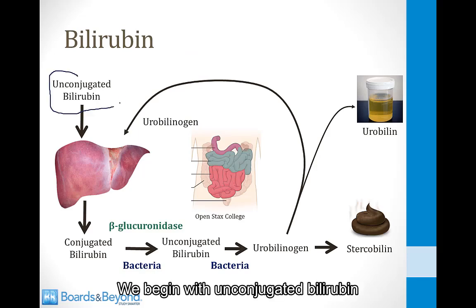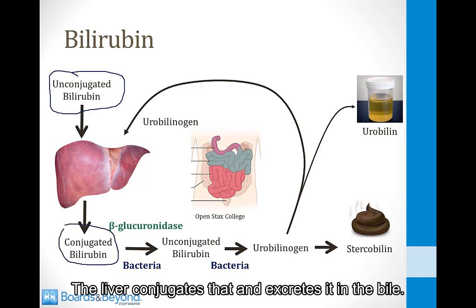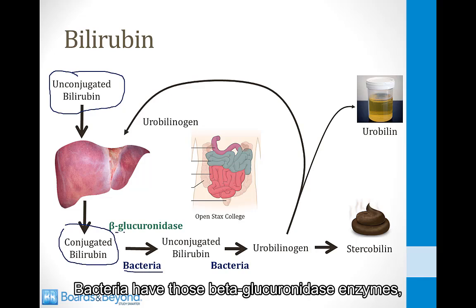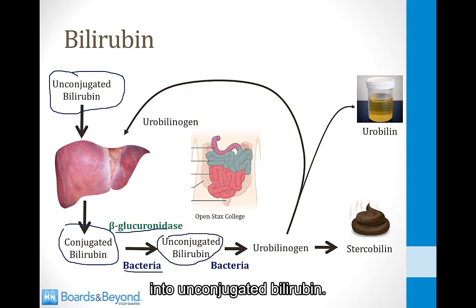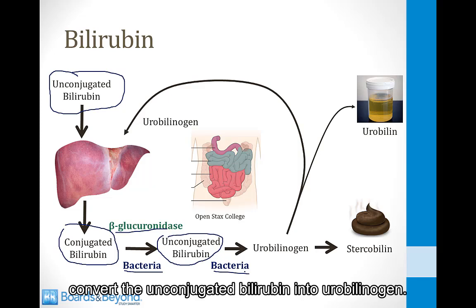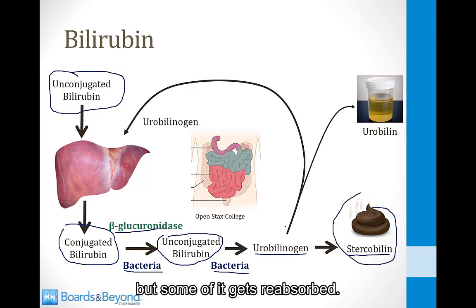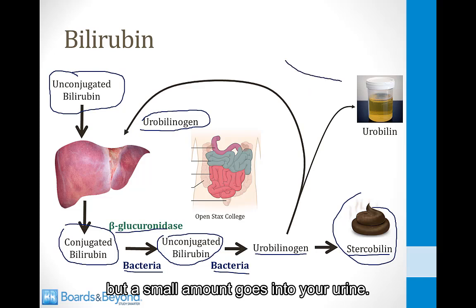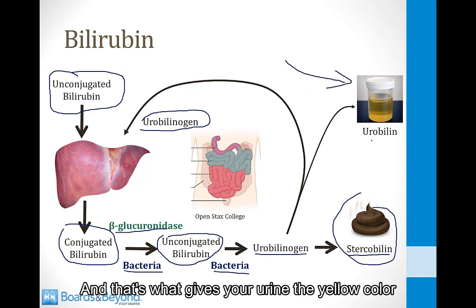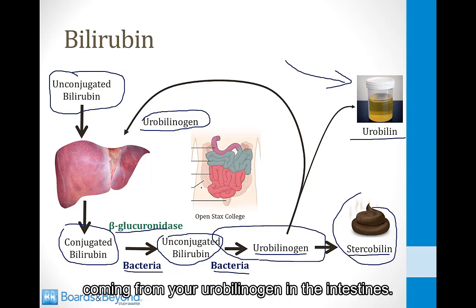So this slide depicts the entire process of bilirubin metabolism. We begin with unconjugated bilirubin that comes from heme breakdown. The liver conjugates that and excretes it in the bile. Bacteria have those beta-glucuronidase enzymes which will convert the conjugated bilirubin into unconjugated bilirubin. The bacteria will then further convert the unconjugated bilirubin into urobilinogen. Urobilinogen can become stercobilin, which makes your stools dark, but some of it gets reabsorbed. Most of the reabsorbed urobilinogen goes back to the liver, but a small amount goes into your urine, and that's what gives your urine the yellow color. It is that structure, urobilin, found in the urine, coming from urobilinogen in the intestines.